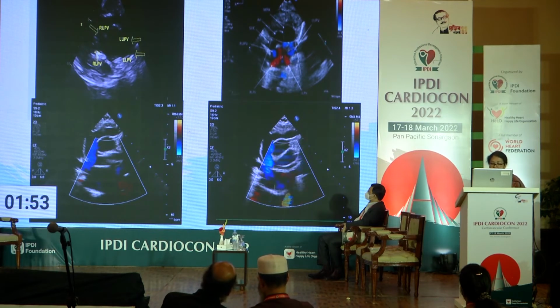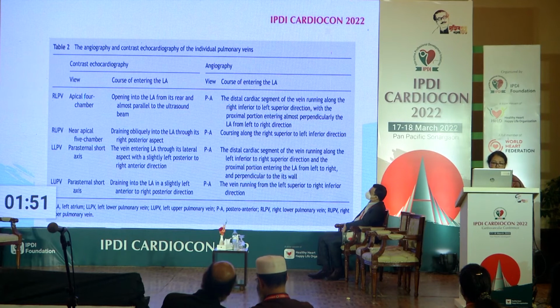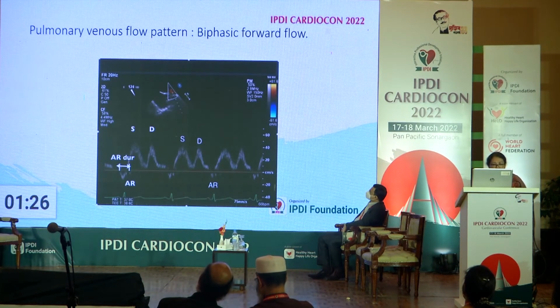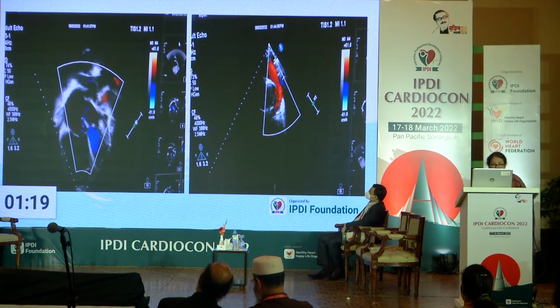This is a very interesting study where they did angiography and contrast echocardiography of the individual pulmonary veins. They took a patient with ASD and put the catheter in the right upper, right lower, left upper, and left lower veins. They did contrast angiography and identified the pulmonary veins on echo in the apical four-chamber, five-chamber, short axis, and suprasternal views. The pulmonary venous flow pattern is a biphasic forward flow, the S and D waves, and a small atrial reversal wave. So these are some clips.